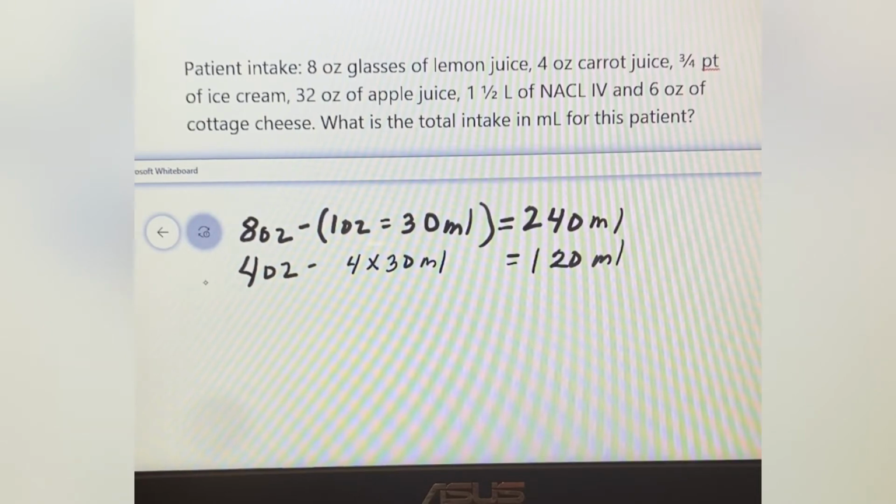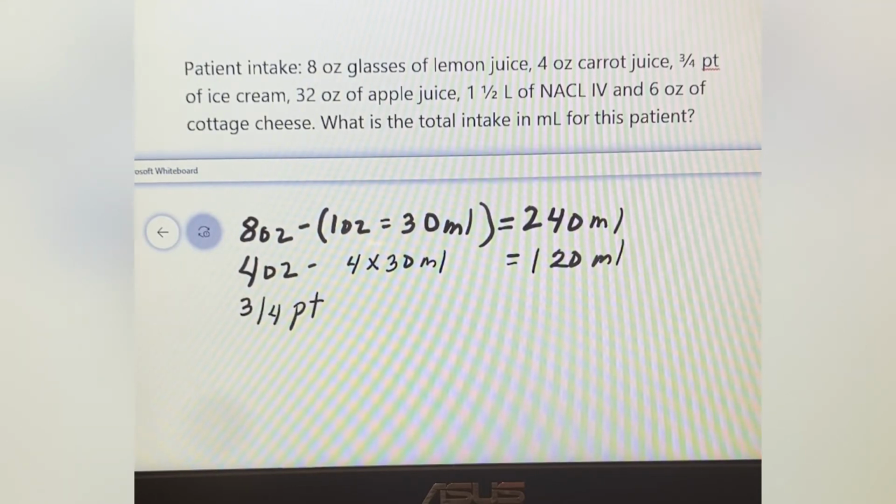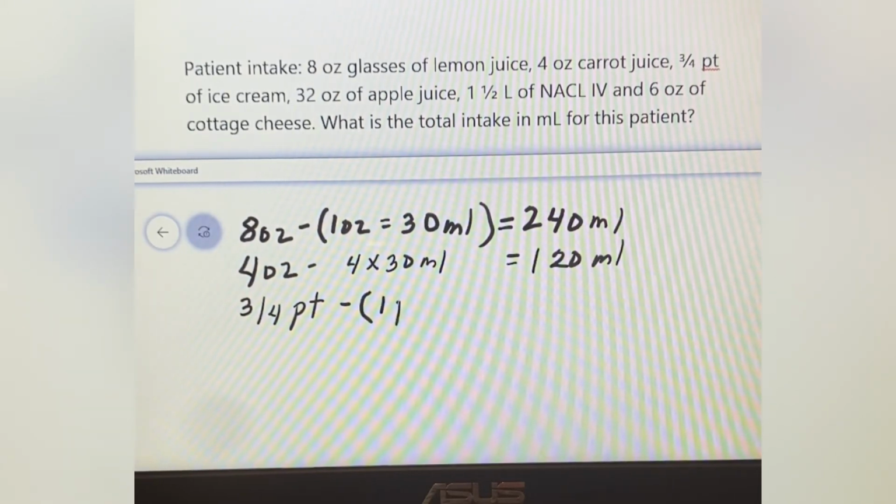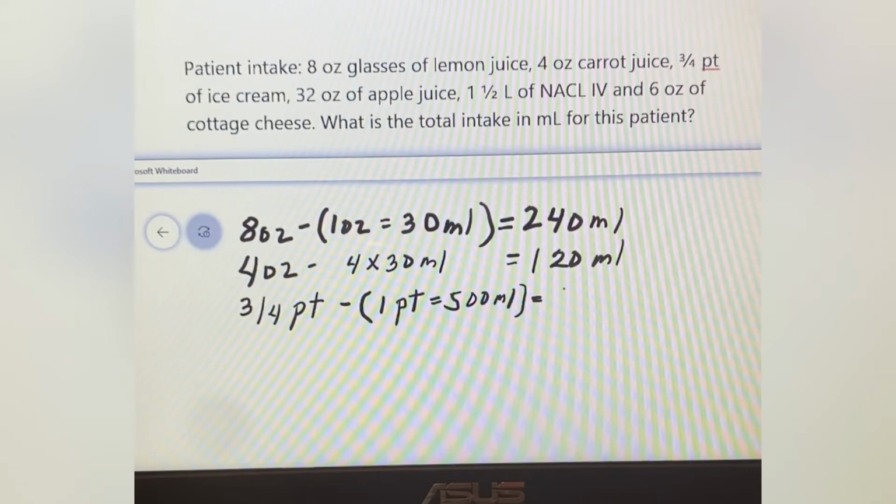What's next? 3/4 pint of ice cream. How much is 1 pint in ml? 1 pint is equal to 500 ml. How much is the 3/4 of 500? It is equal to 375 ml. This is the 3/4 of 500.